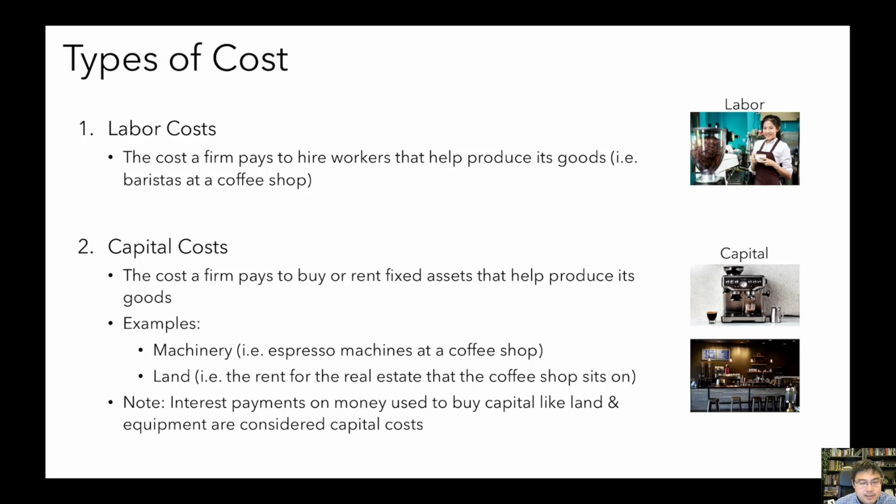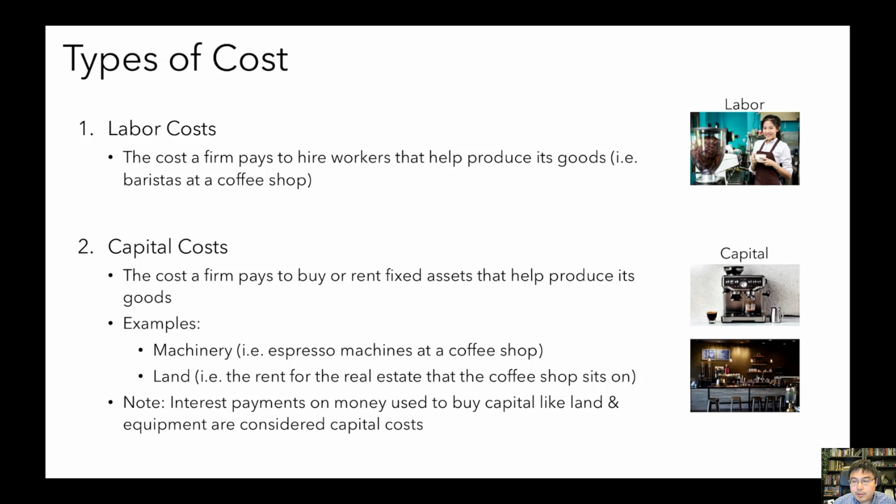Now, the second type of cost is what we call capital costs. The capital costs are costs that a firm pays in order to buy or rent the fixed assets that it uses in its production. And so fixed assets are things that are durable and can be used repeatedly. So for example, machinery and equipment like an espresso machine that a coffee shop might use would count as a fixed asset, and thus the cost that the coffee shop spends to buy it or rent it would be considered a capital cost. Another example might be the cost of buying a computer for your employees. That would be considered a capital cost as well.